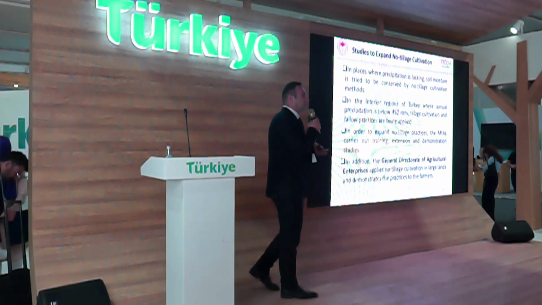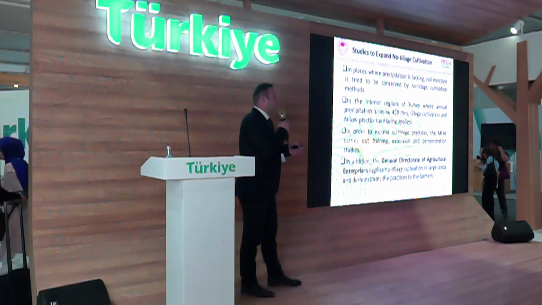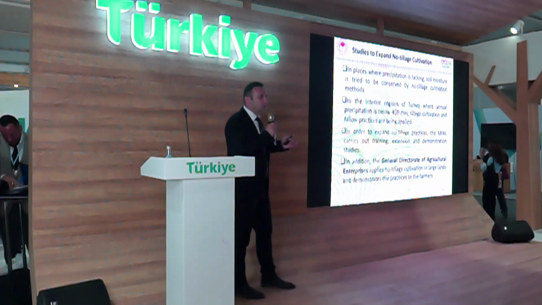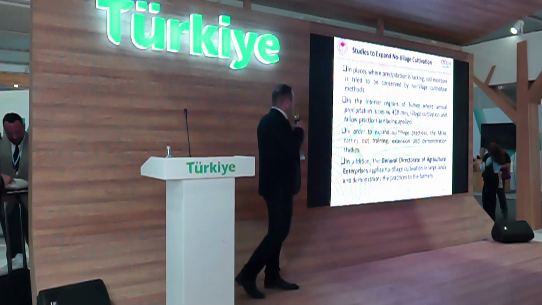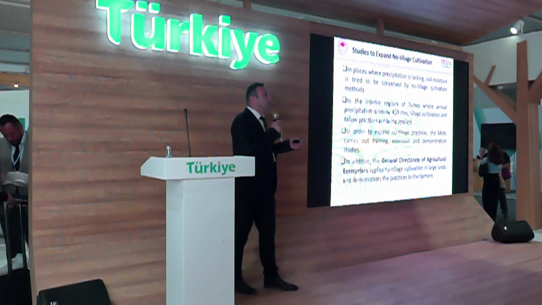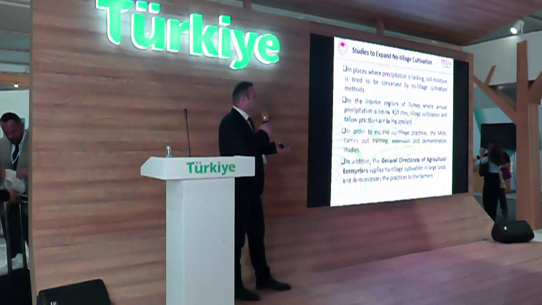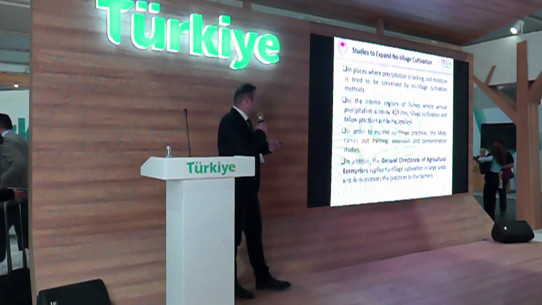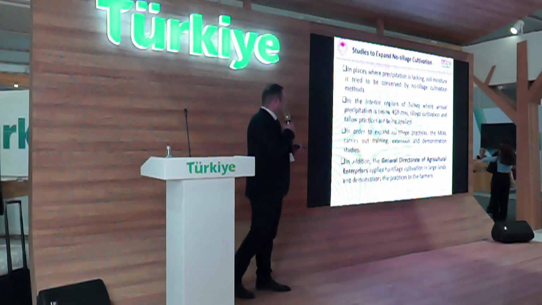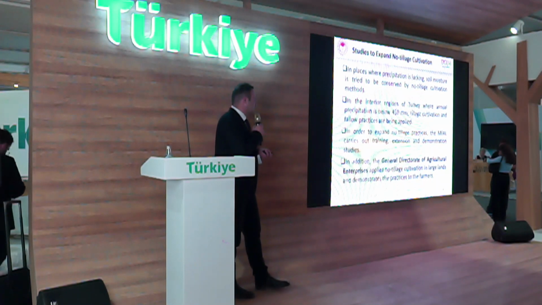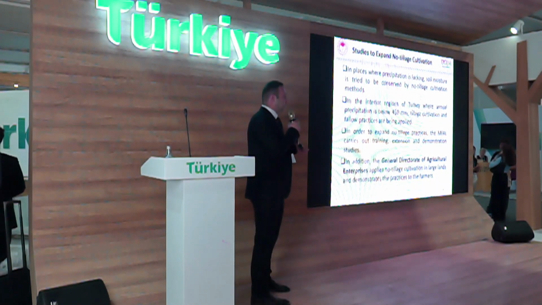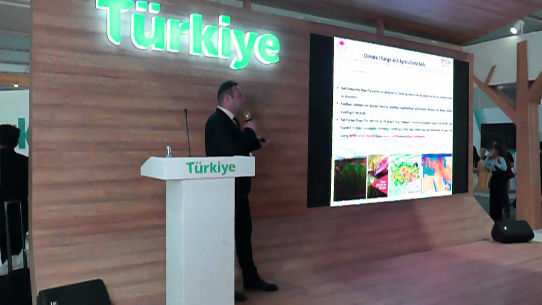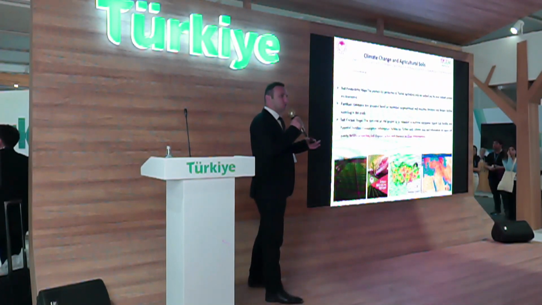And also in the interior regions of Turkey, where annual precipitation is below 450 millimeters, that means the drought areas, tillage cultivation and fallow practice are being applied. Also, in order to expand knowledge of practices, our department carries out training, extension, and demonstration studies. In addition, the General Directorate of Agriculture Enterprises applies no-tillage cultivation on large lands and demonstrates the practices to farmers. I will continue a little bit with climate change and agricultural soils.